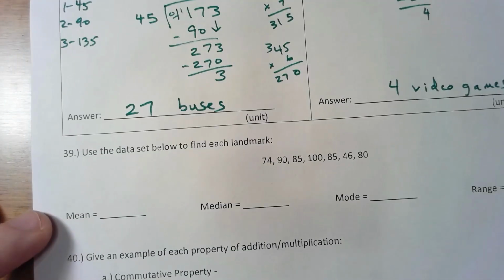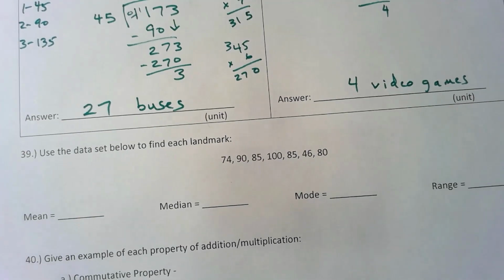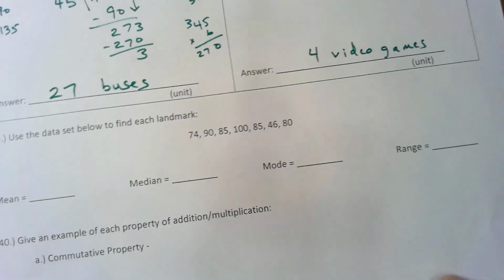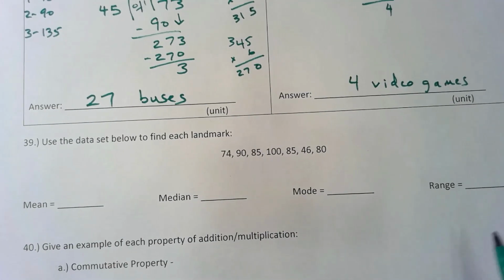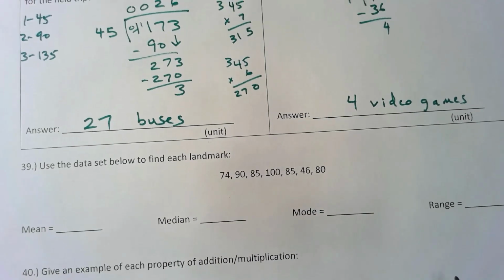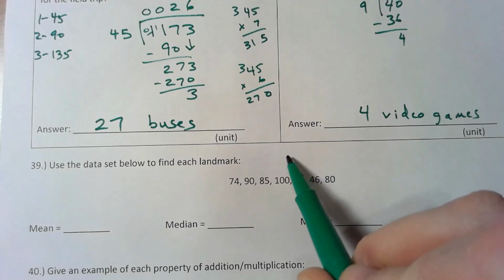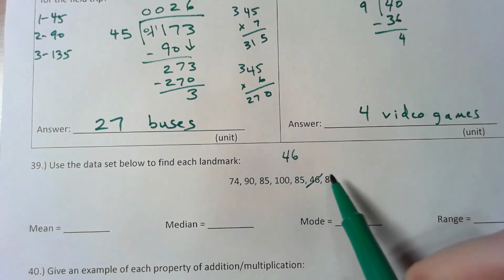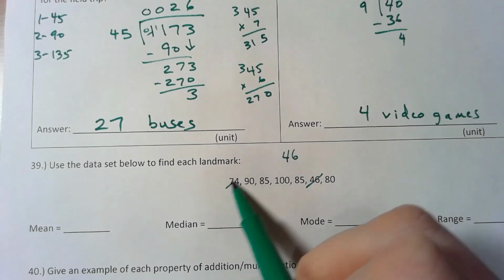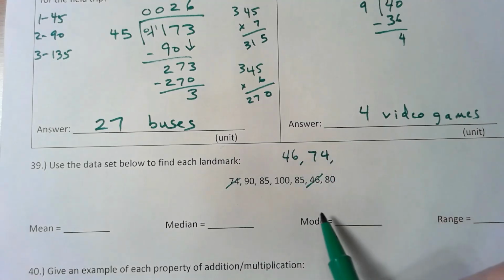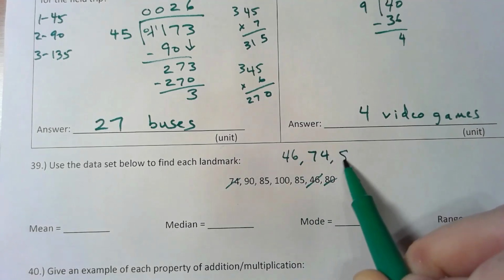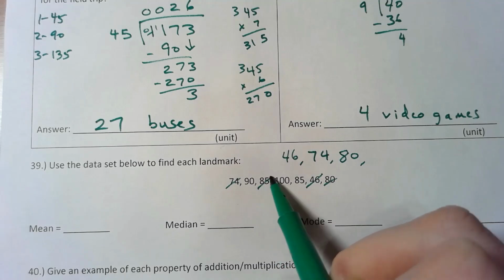Question 39 says, use the data set below to find each landmark. So we're going to use all these numbers. We're going to find the mean, median, mode, and range. The first thing I'm going to do is put all of my numbers in order from least to greatest. So I'm going to just mark them out as I go. 46 is the minimum. Looks like 74 is the next. Then 80. Then 85 twice.